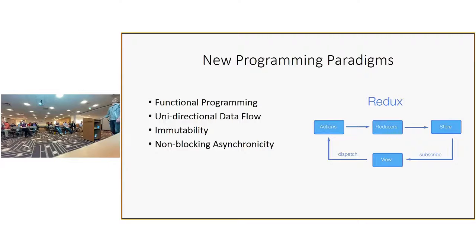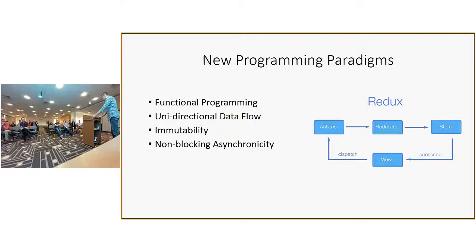Functional programming, unidirectional data flow, immutability. So the whole concept is, I know specifically who's allowed to update client state, who's allowed to update a view, and it's got a very nice flow, a very nice pattern to it. Make sense? Great.